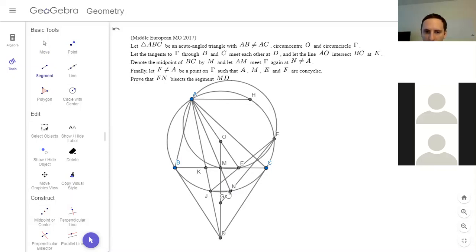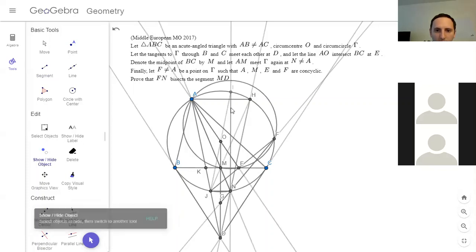Is that enough to show? We want to show F, E, and J are collinear. Yeah, if FEC is FJN, that proves that F, E, and J are collinear because we know JN is parallel to BC. Okay. So yeah, I've proven that F, E, and J are collinear. Now we can draw the other lines. Okay. Sounds good.